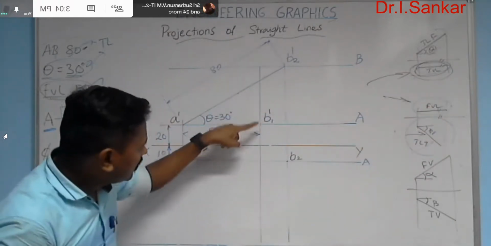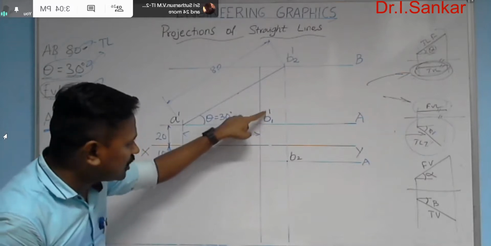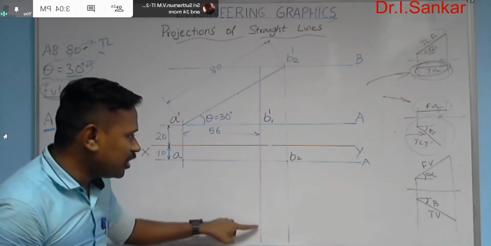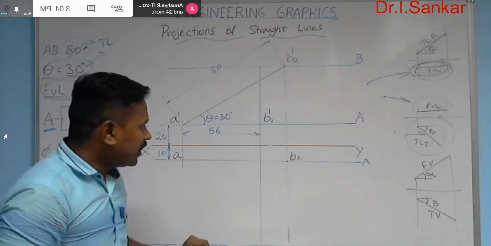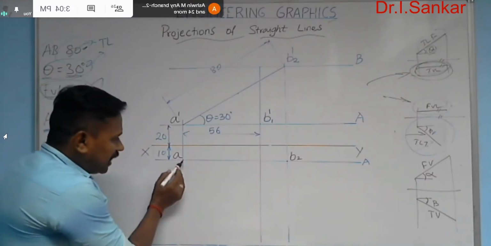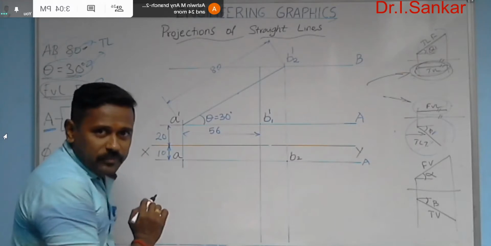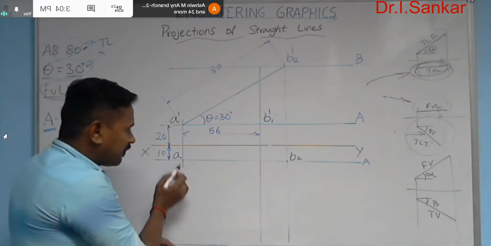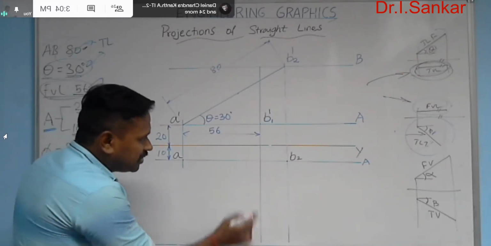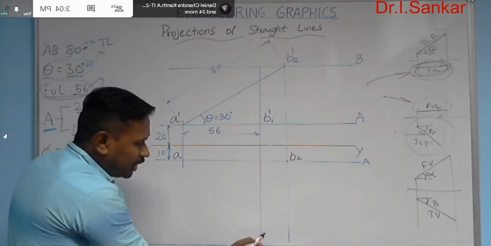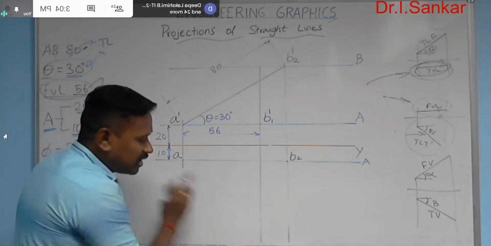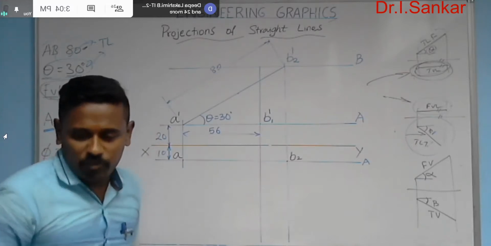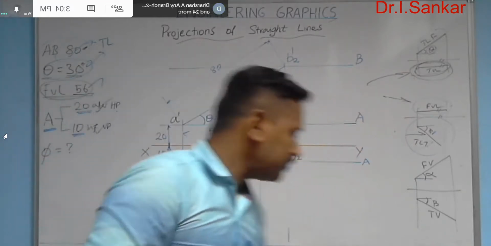Here you see the B1 dash projector is there. In that only we can mark the B1. That B1 can be marked 80 mm apart from the A. Once you cut the arc from A with 80 mm length in the projector of B1, you can mark the B1, and at the same time you can draw the true length line in the top view. So just do it.